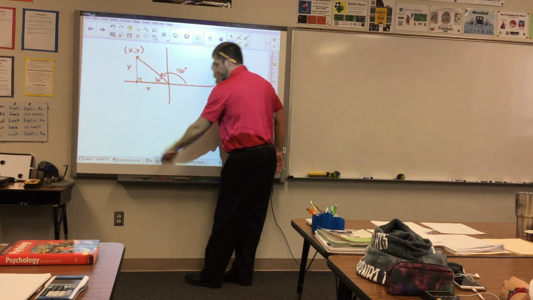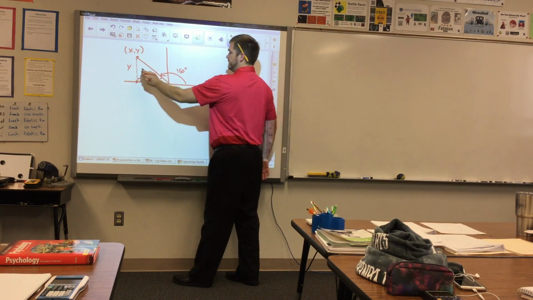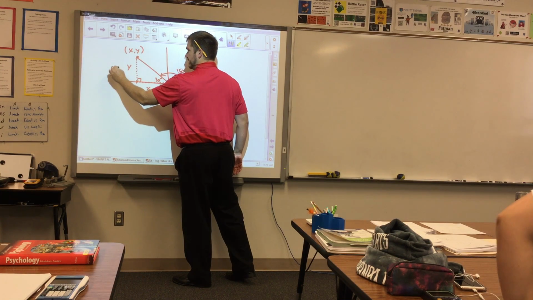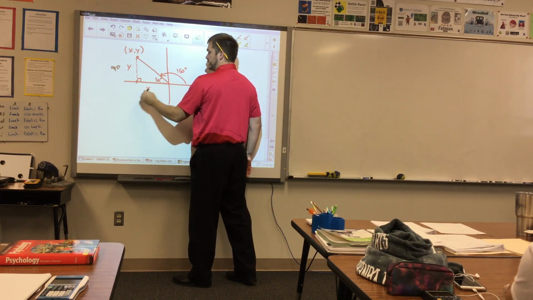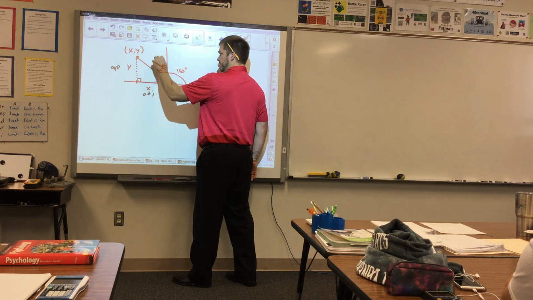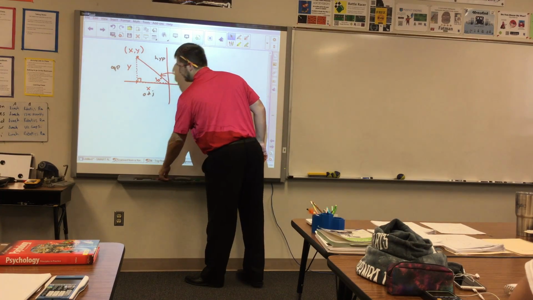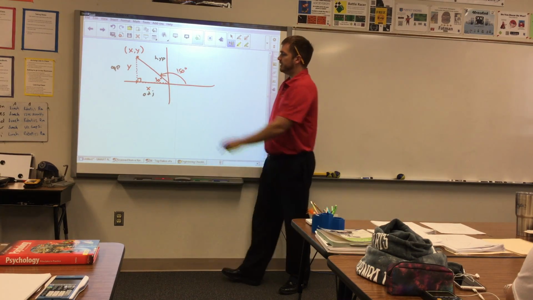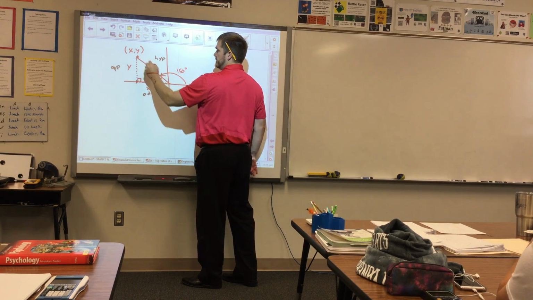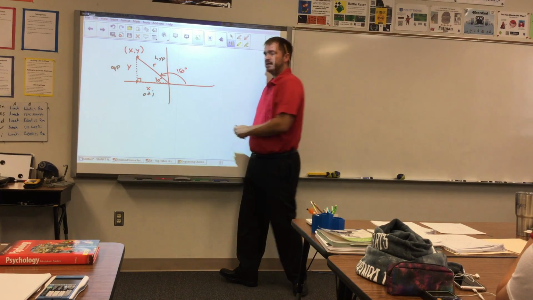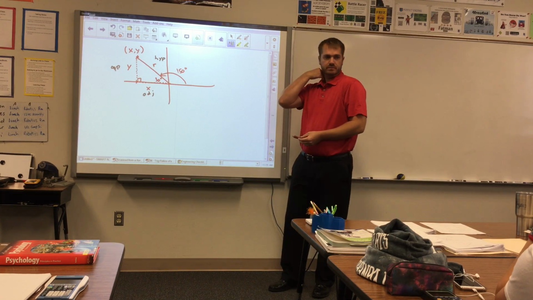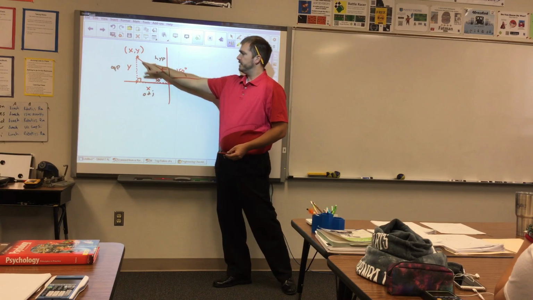All right? And what we can start doing here is looking at some interesting patterns. So across from the 30, that's the opposite. Next to the 30 here, there's the adjacent. Here's the hypotenuse. And mathematicians have got into the habit of calling the distance from the origin out to this point right here r, because it's sort of like the radius, from the origin out to that coordinate.